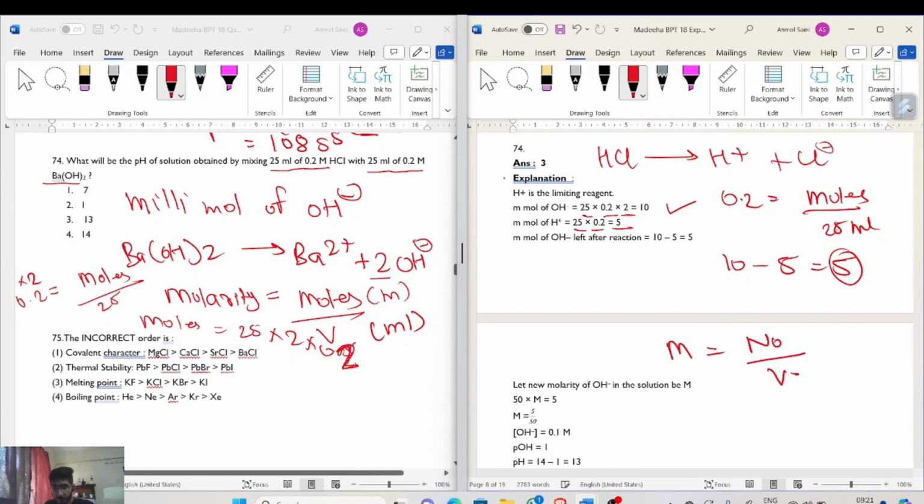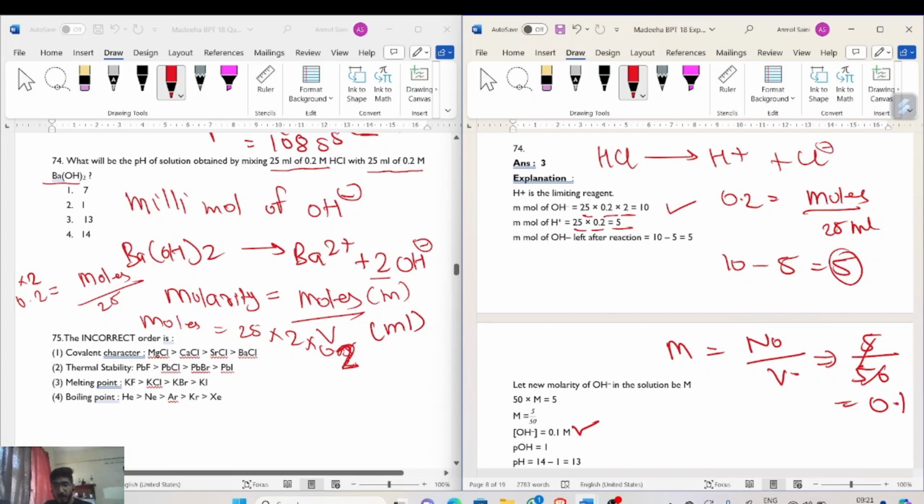Okay, so now we will calculate concentration or molarity, because the number of moles is 5 and the volume of the resultant solution will be 25 plus 25, because 25 ml of HCl and 25 ml of Ba(OH)2 are mixed. So it will be 50. So the concentration of the resultant solution will be 0.1 molar. So the OH minus concentration will be 0.1.